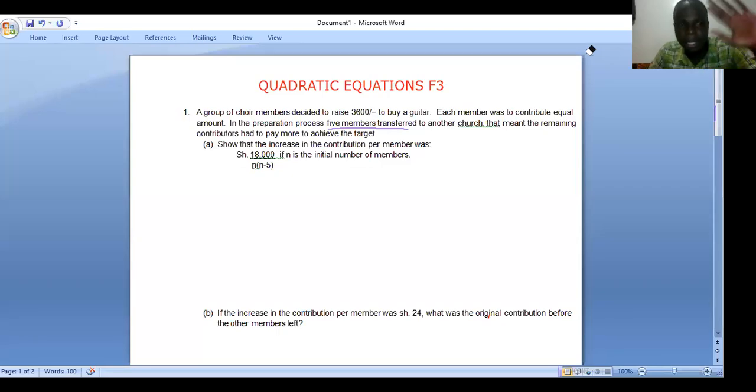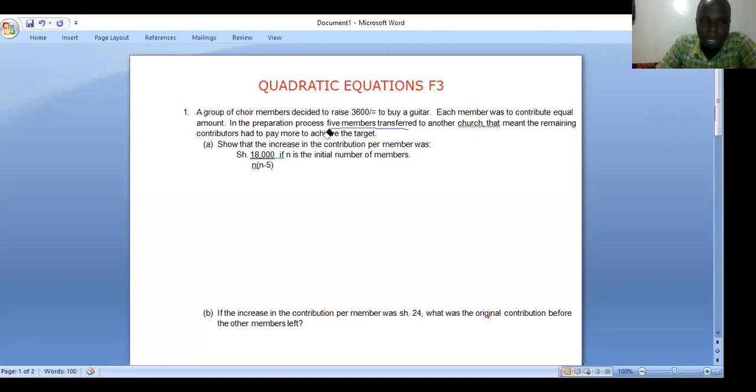Hey guys, today we want to do a question within quadratic equations. So the question is: a group of choir members decided to raise 3600 to buy a guitar, the one playing music. Each member was to contribute an equal amount.